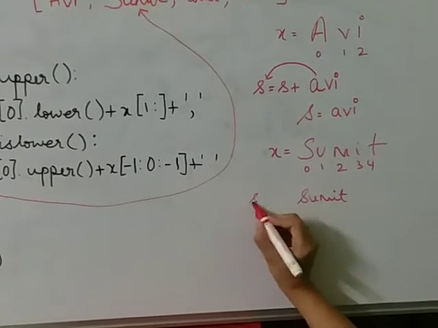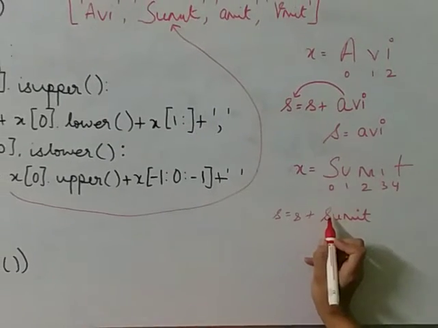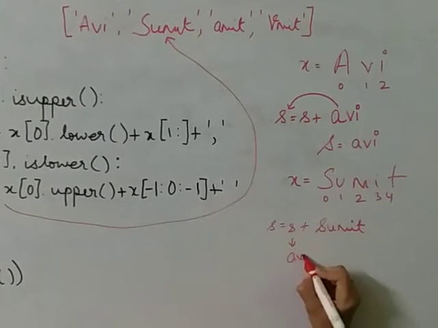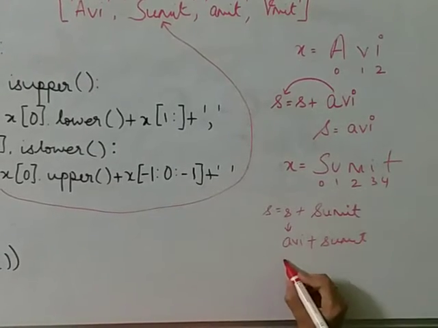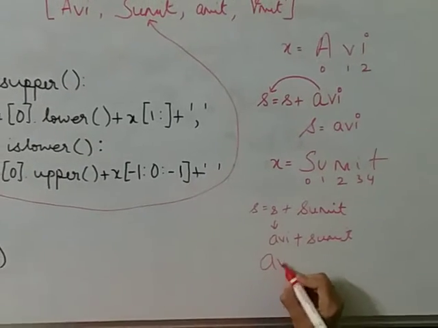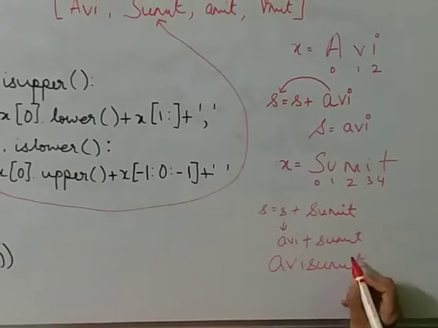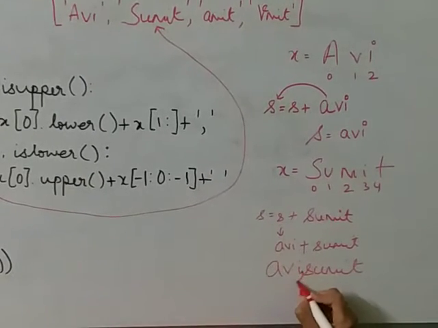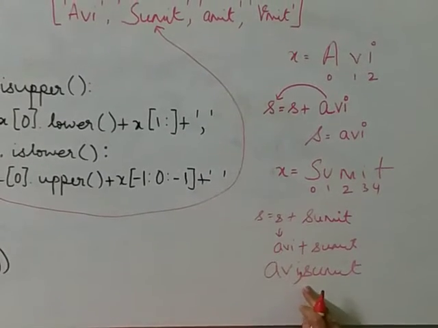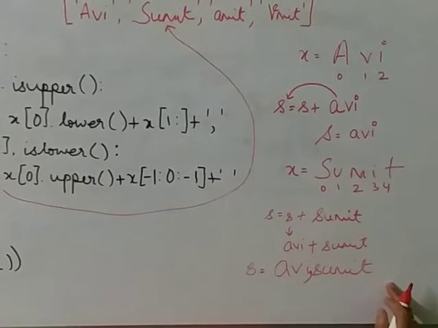Now you are doing S equals S plus. Now what is the previous value of S? It was Avi, and now we are doing this one. So what will be the total value? It will be Avi and Sumit in the string. And as you can see, it has a comma also. It will be separated by comma. Now this is the current value of S right now.